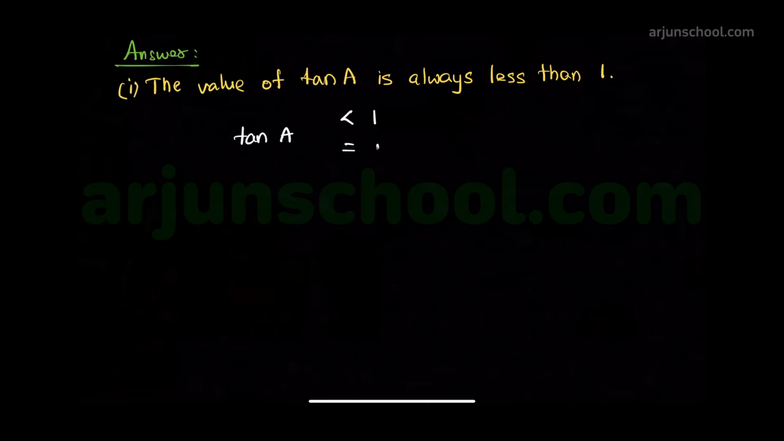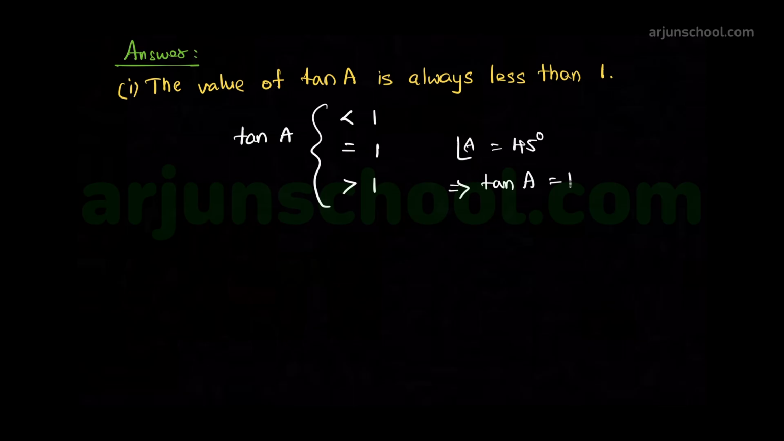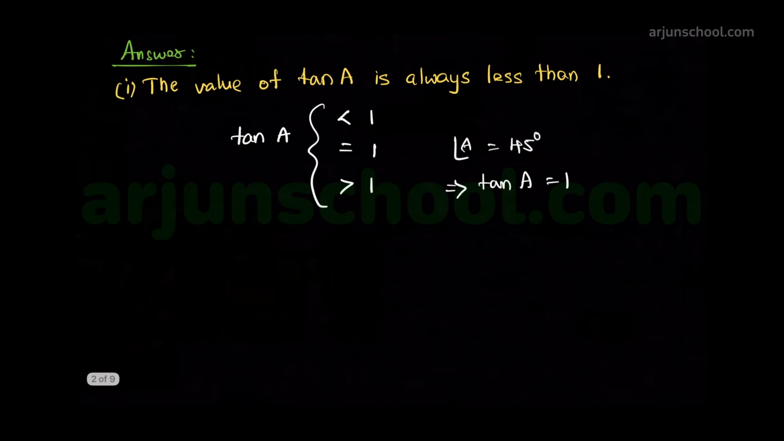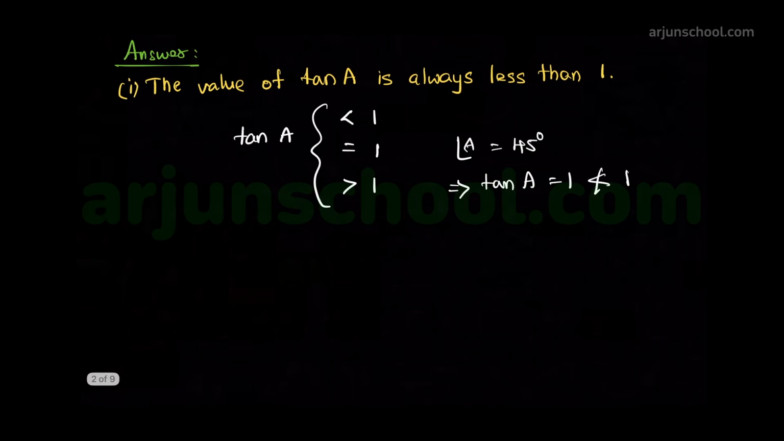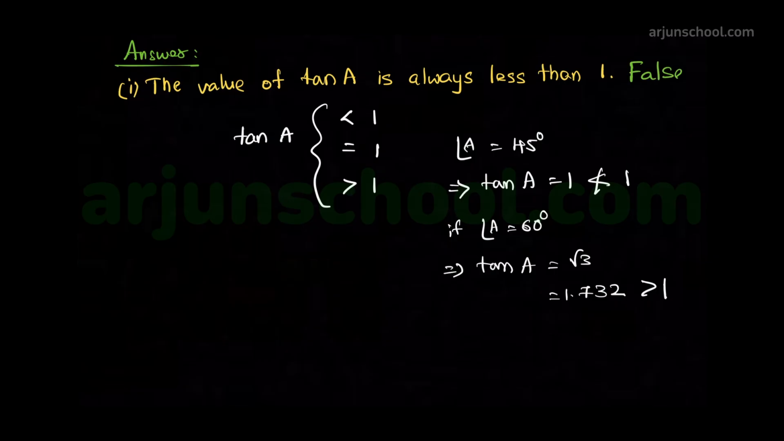tan A can be less than 1, equal to 1 or greater than 1 depending on the angle. Example, if angle A is equal to 45 degrees, then tan 45 degrees is equal to 1, which is not less than 1. Also, if angle A is equal to 60 degrees, then tan 60 degrees is equal to root 3, which is approximately 1.732, which is greater than 1. So tan A is not always less than 1. The answer is false.